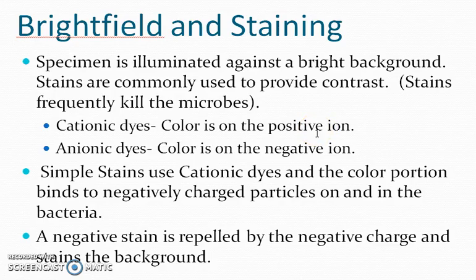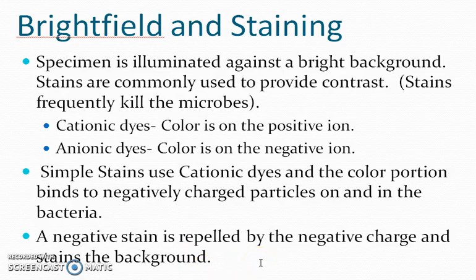And an anionic dye is going to be a negative ion, so it's going to be repelled by those negative charges on the bacteria, and it will stain the background. So simple stains use cationic dyes, and then of course you can use a negative stain to stain the background so that the vegetative portion of the cell will show.